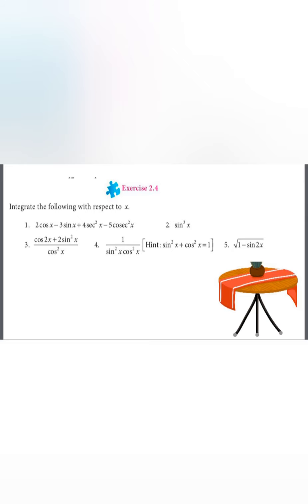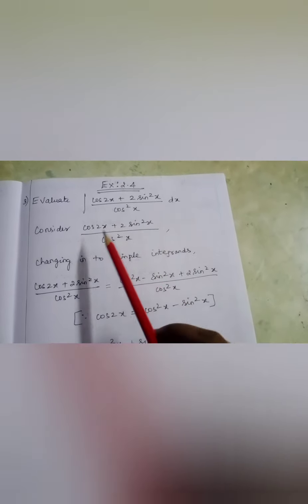Now we will move on to exercise 2.4. Exercise 2.4 has 5 sums. I have done the 3rd, 4th and 5th. The rest of the sums you can do as homework using the example sums. See the 3rd sum now. Evaluate the integral of cos 2x plus 2 sin square x divided by cos square x into dx.